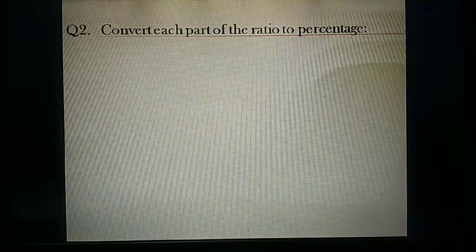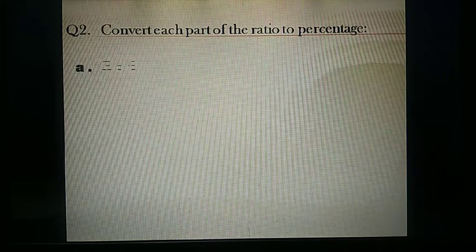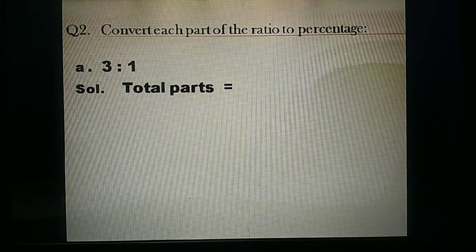In this video, we will continue with exercise 8.3, question number 2. Convert each part of the ratio to percentage. Here the first ratio is 3:1. Add them to get the total parts, which is 4.